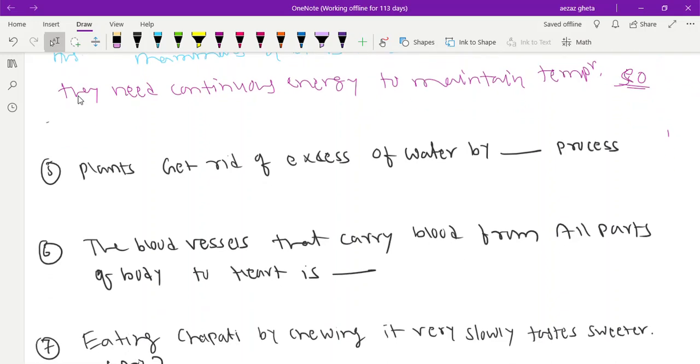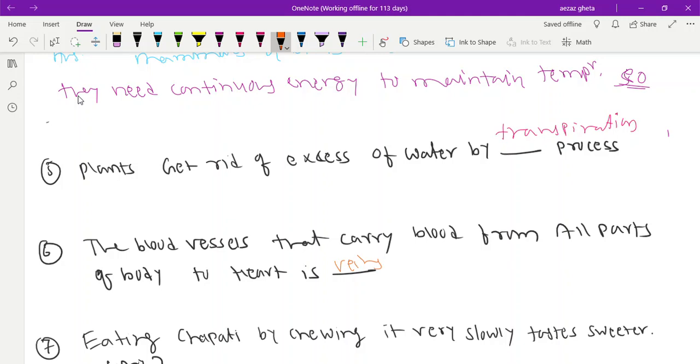Plants get rid of, that is, plants lose an excess amount of water by a gaseous process, that is called transpiration. This transpiration takes place through stomata mainly, okay, there are other things also, but for your level, stomata. This is called transpiration.